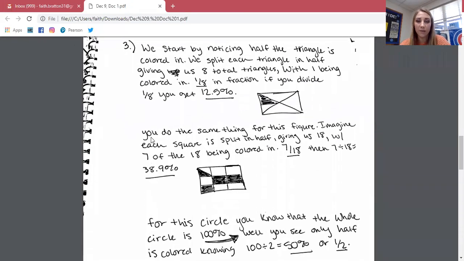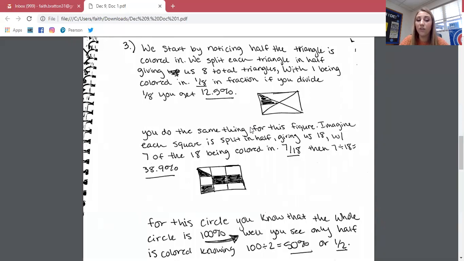For number 3, it is telling us to find what percentage and fraction of these figures is red. The shaded areas are what is red. Right now it's black. We start by noticing that half the triangle is colored in. We split each triangle in half, giving us 8 total. Right now we have 4, but if you split each in half, it'll come out to be 8. With 1 being colored in, we know that the fraction will be 1 over 8.